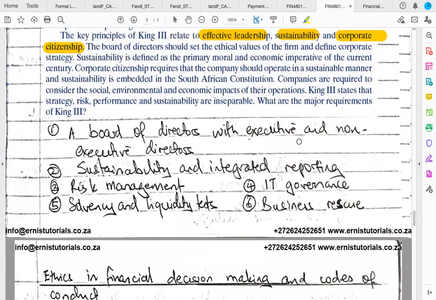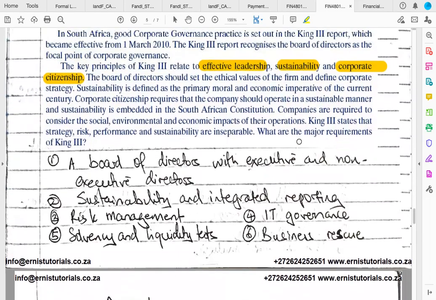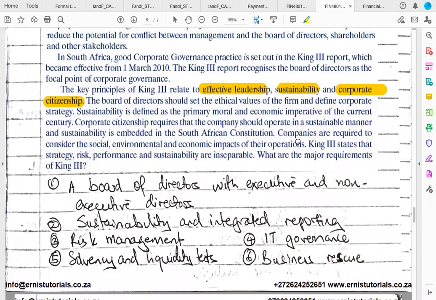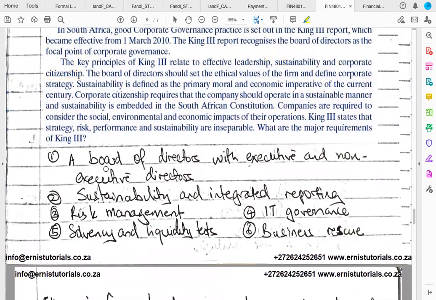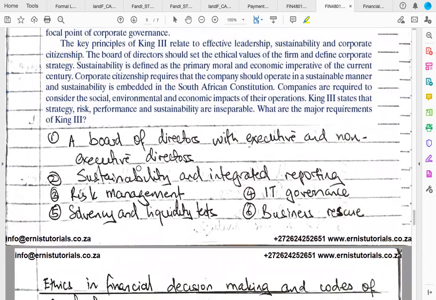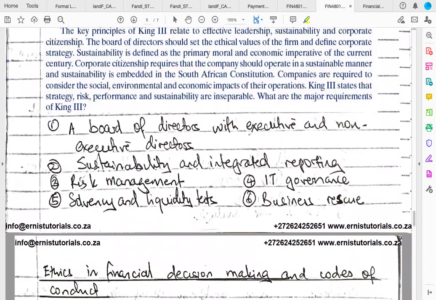So, what are the major requirements of King 3? So, what are the key principles that King 3 says that a company should adhere to in the context of corporate governance? Well, one of the major requirements is that when a company appoints a board of directors, remember the board of directors manage the company on behalf of the shareholders. And then the board of directors appoints managers who run the company on a day-to-day basis.